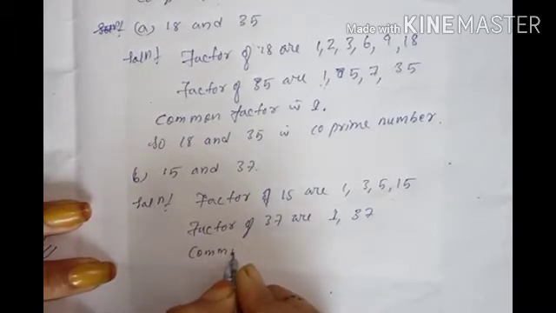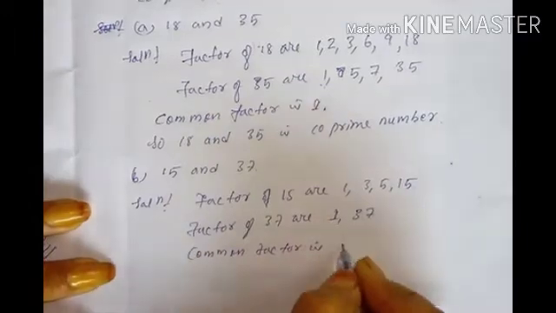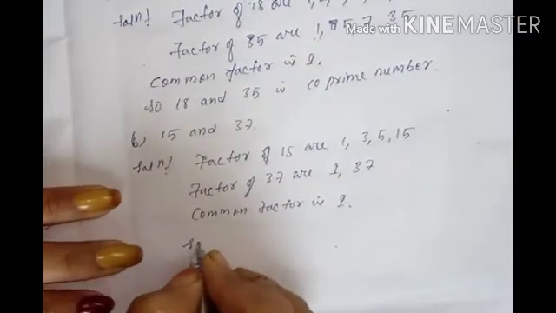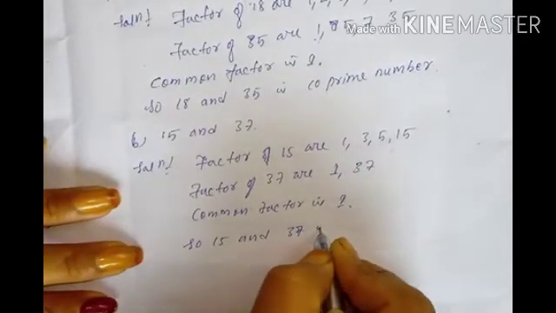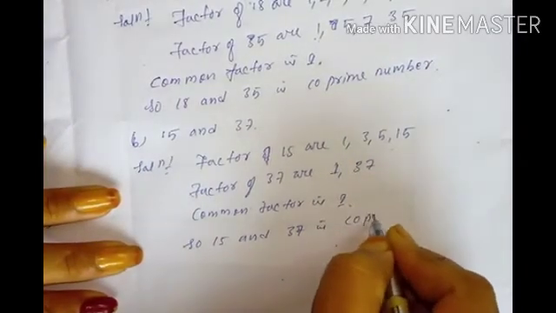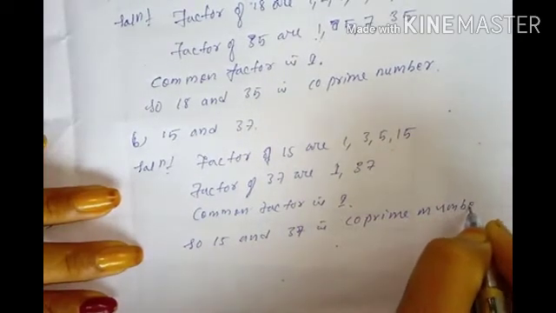So here, what is the common factor? Common factor is again only 1. So 15 and 37 are co-prime numbers. Now I will show one more example.